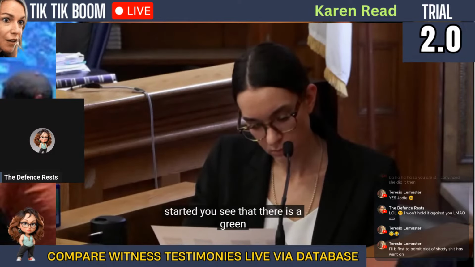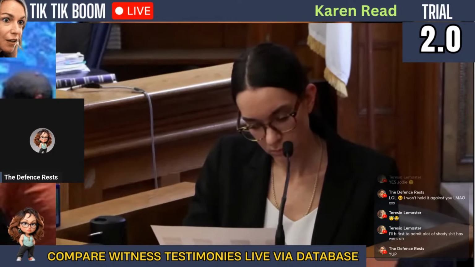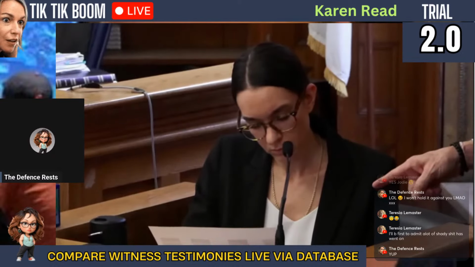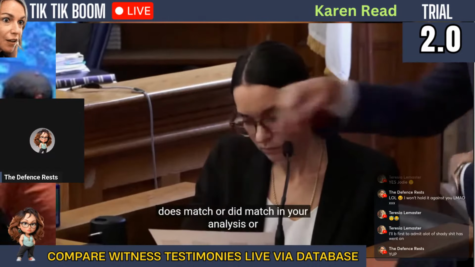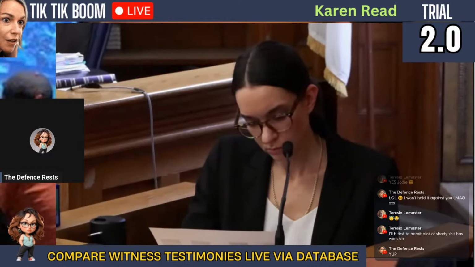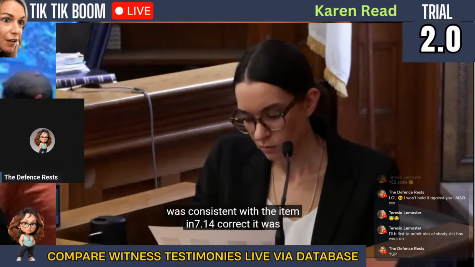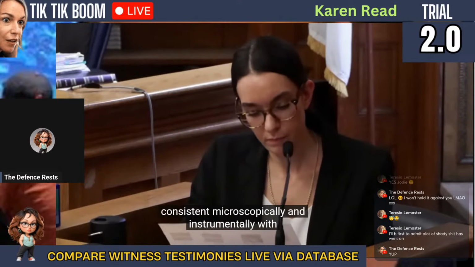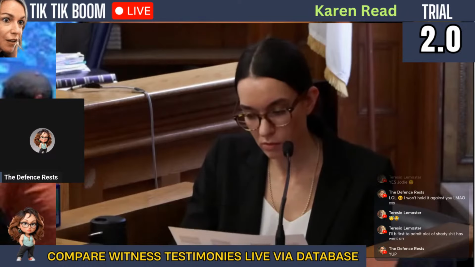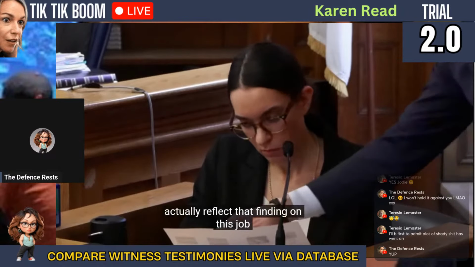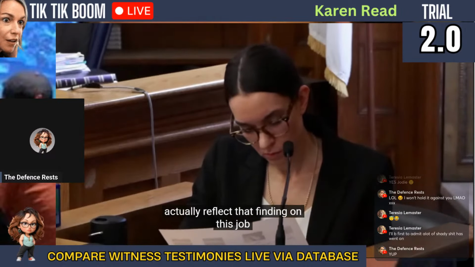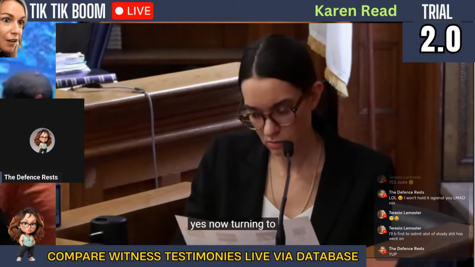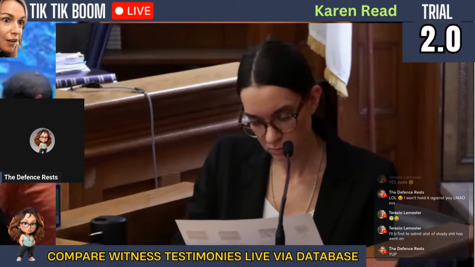Finally, with regard to E as an echo in that same item, 3-3, you see that there is a green indication that glass recovered by Proctor does match, or did match in your analysis, or was consistent with the item in 7-14, correct? It was consistent microscopically and instrumentally. Does that accurately reflect that finding on this chart? Yes.